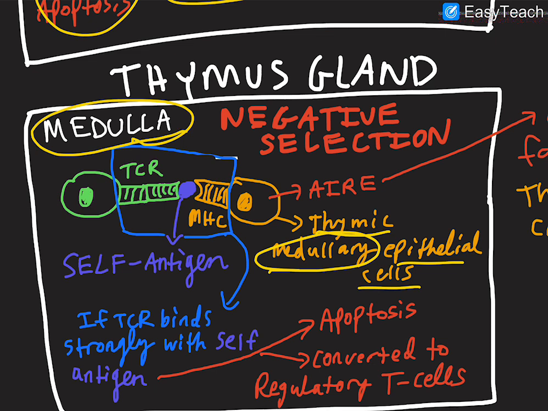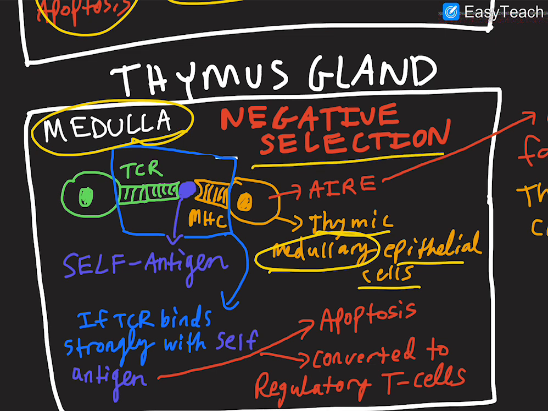Because you want these thymic medullary epithelial cells and even dendritic cells to also present self-antigens on the cell surface. You want these cells to present as many self-antigens as they can so that you can better train your T cells against your self-antigens, right? For example, actually let's talk about what happens in negative selection.